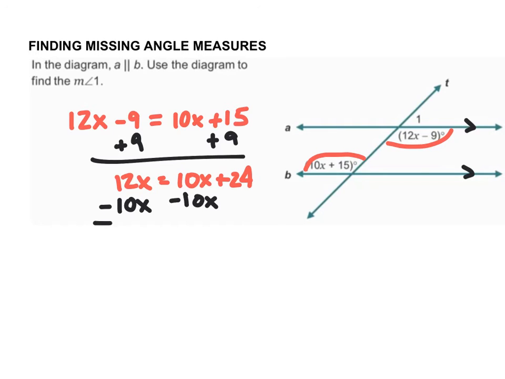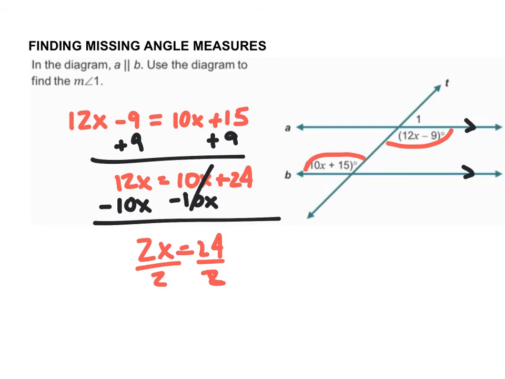All right, so subtract 10x from both sides. 12x minus 10x is going to give me 2x, and that's going to equal 24. Okay, divide each side by 2. So now I divide both sides by 2, and x is going to equal 24 over 2, which is 12.